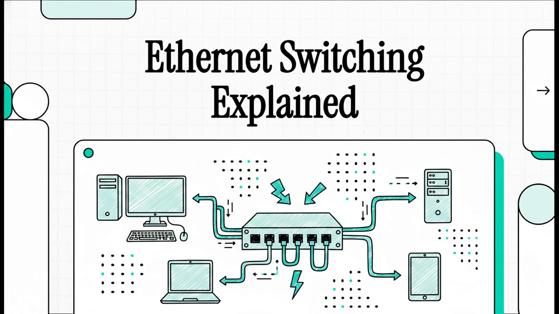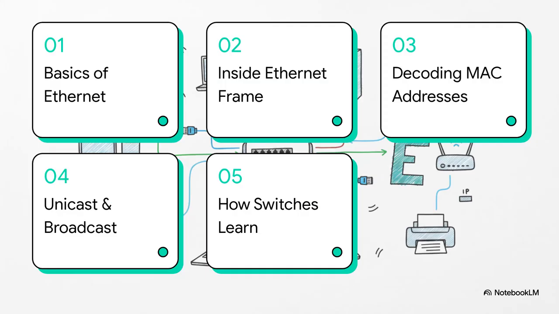Today, we're taking a pretty fascinating journey under the hood of local network communication. We're going to demystify this invisible, lightning-fast traffic system we call Ethernet. It's what keeps our modern world connected. And sure, it all happens in the literal blink of an eye, but as you'll see, there is a massive world of logic behind it. Okay, let's dive right into this.